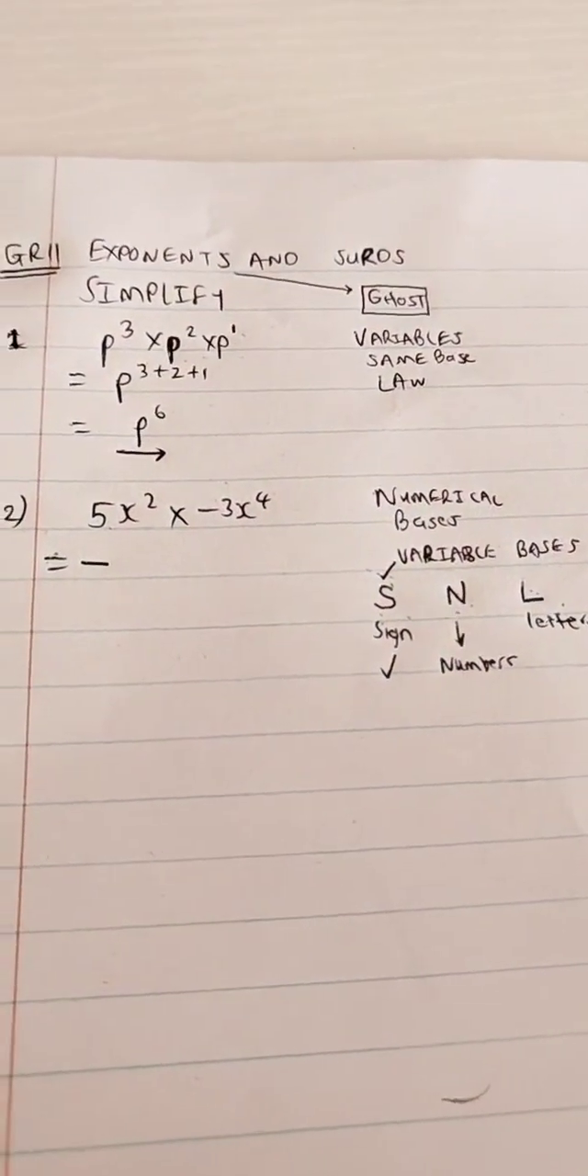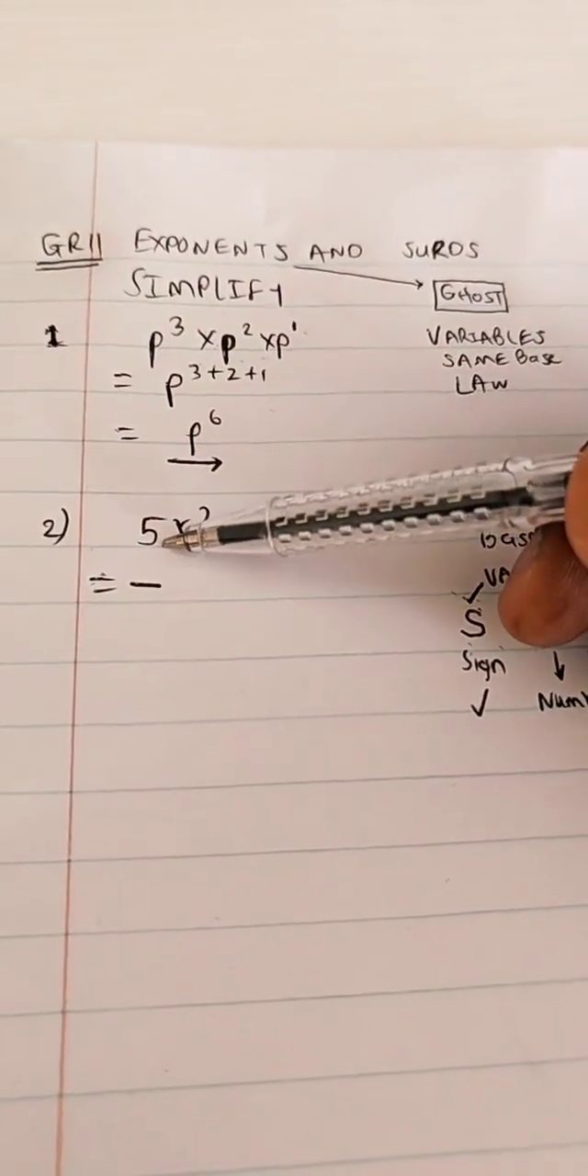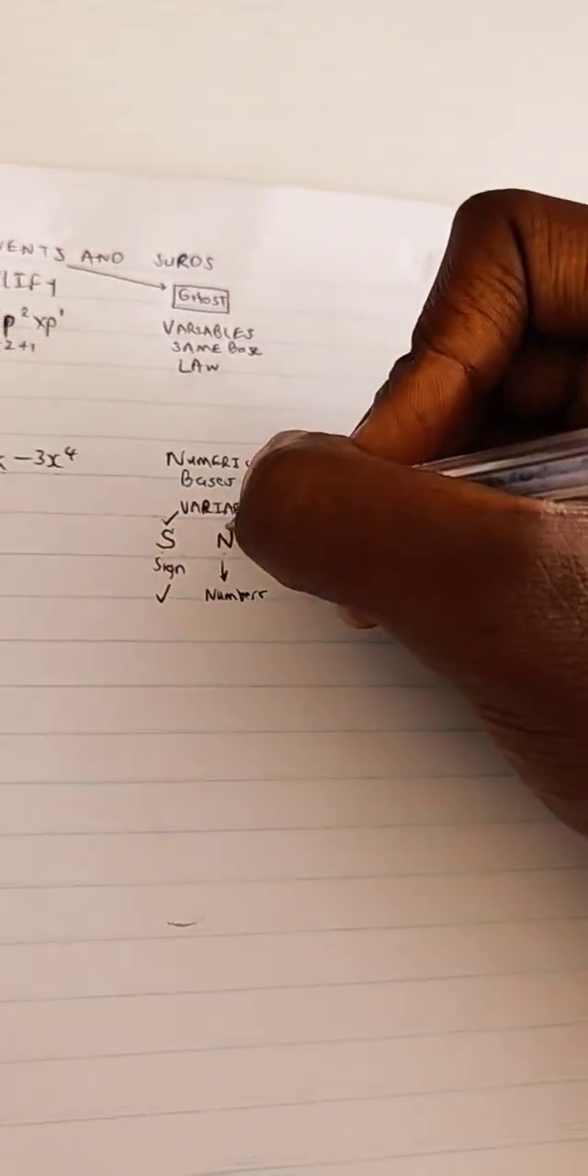So that means our sign is taken care of. We've multiplied our signs, we got a negative. We move on to the next thing, the number, the numerical base, which is 5 and 3. So the question is, what is 5 times 3? That gives us a whopping 15. So that means our numerical base has been taken care of.